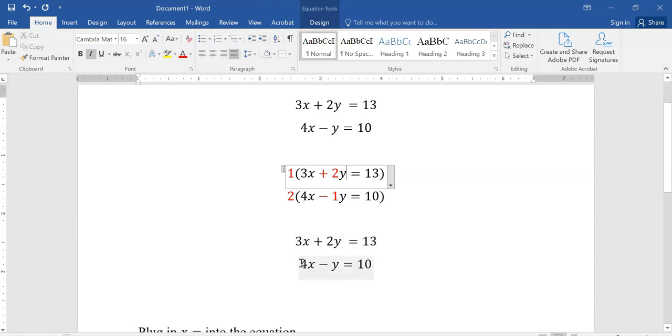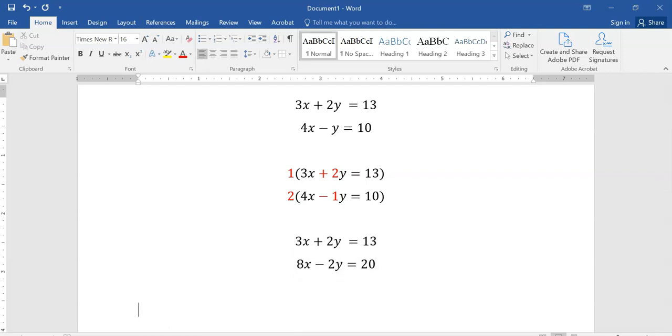So that first equation is not going to change. The second equation, 2 times 4x becomes 8x. 2 times negative 1y becomes negative 2y. 2 times 10 becomes 20. Now I'm left with a system of equations where the coefficients of y are opposite numbers, meaning that when I add them up, you're going to get 0 y's.